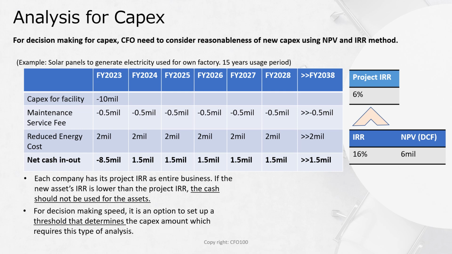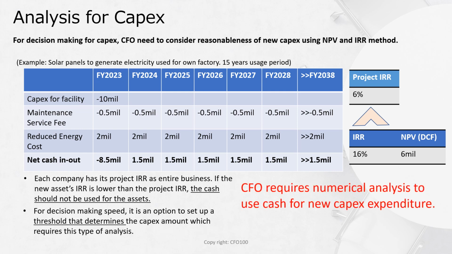The important thing is that the CFO requires numerical analysis to use the cash for a new Capex expenditure, though the business team sometimes explains the expenditure only from business meanings and strategy by narrative. The CFO introduces a systematic decision-making process based on numerical background.